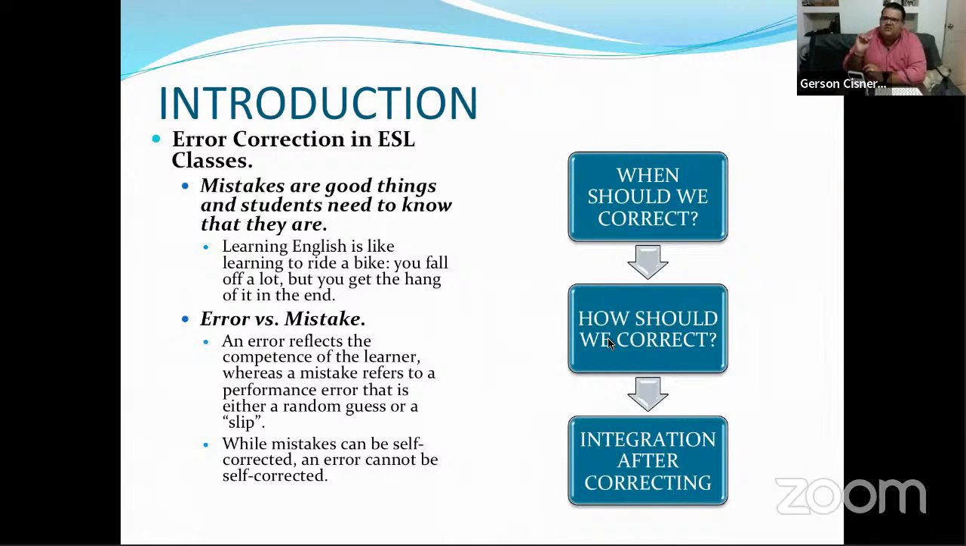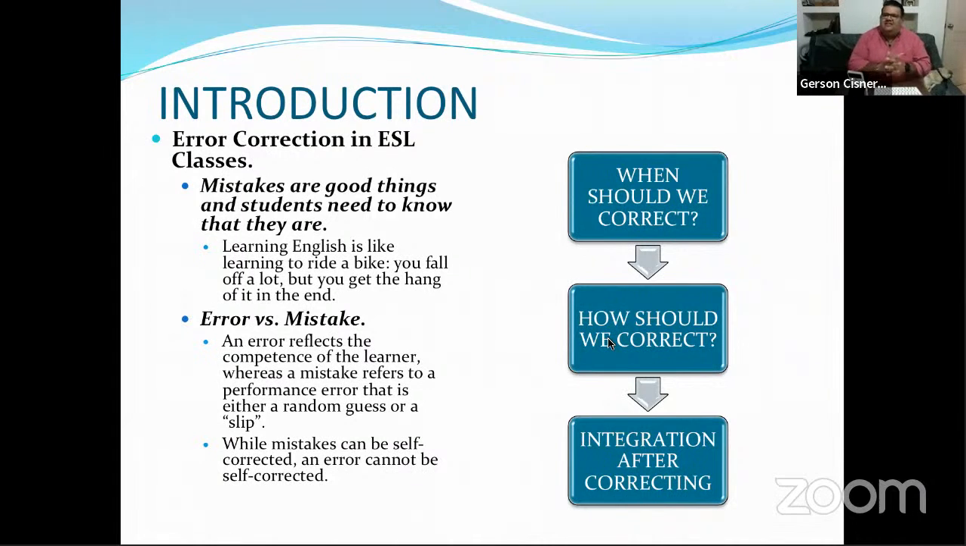The first one is, when should we correct? This question gives us the idea that there are times in the class that you shouldn't correct. And we're going to see that. Then, how should we correct? Because there are ways to correct, okay? And then finally, there should be an integration or feedback after correcting the student.